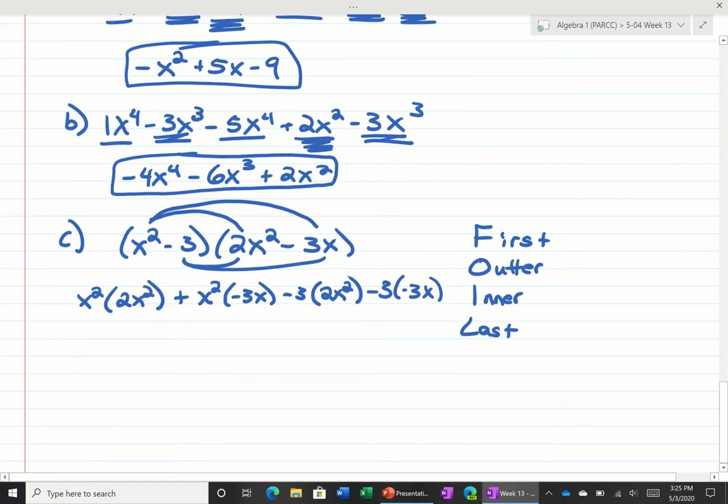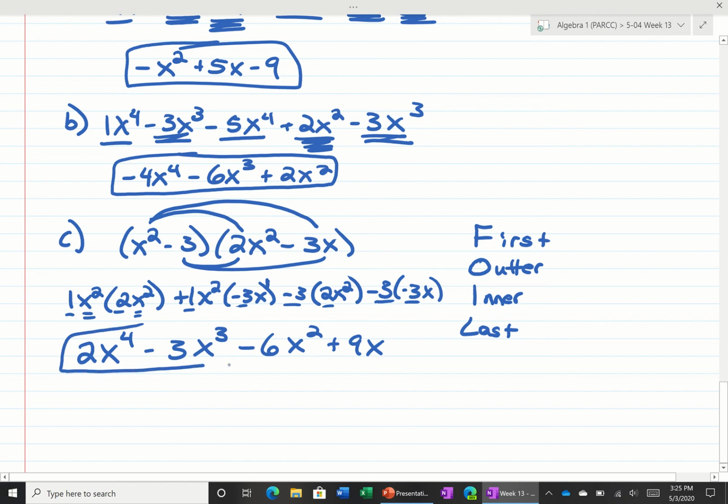Remember, anytime you multiply the same letters, you add the powers. So like we do 1 times 2 here, but we have x squared times x to the 2nd. We add 2 plus 2, and that's x to the 4th. Positive 1 times negative 3 is negative 3. X to the 2nd times x to the 1st, we add 2 plus 1 is 3. Negative 3 times 2 is negative 6. And then we just have the x squared. And then negative 3 times negative 3 is positive 9x. That would be the answer for part C.